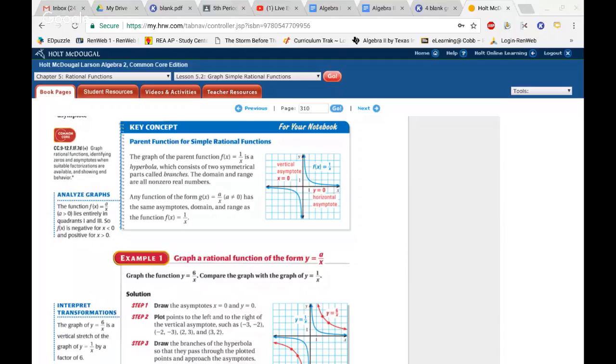The weekend homework was 5.2, and there were a sundry different problems. All over the place, right? Yes, on page 313. All right, so let me pull all of that up. Fun stuff.